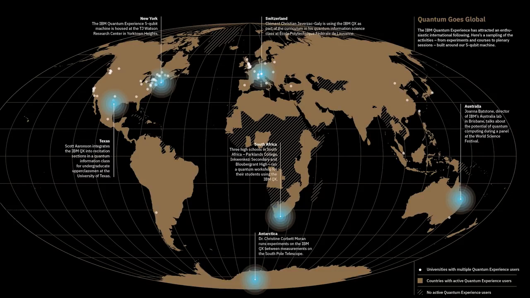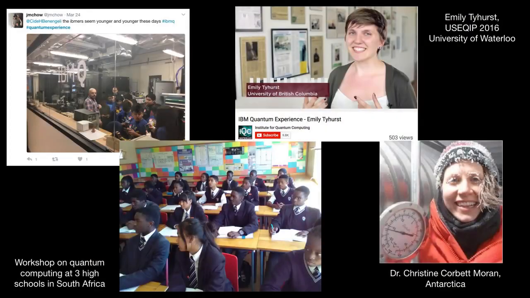There's a woman, Christine Moran. She's that dot at the South Pole. In between measurements on the South Pole telescope, she's just playing around with a quantum computer, which is really cool. We had a workshop. We telecast a workshop from our Zurich lab to South Africa. So we had 3 high schools in South Africa just having a quantum information workshop, which is really cool. And this is what those people actually look like. There's Christine in the bottom right at the South Pole. This is the students at the workshop in South Africa.